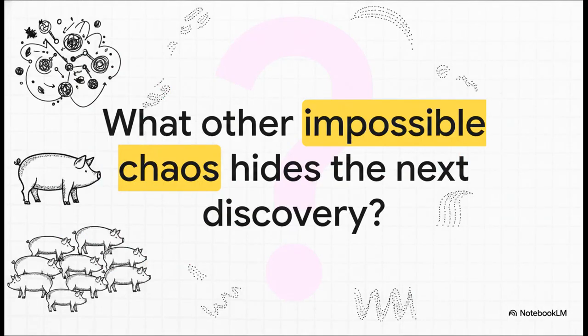By finally accepting that they couldn't track every individual molecule, physicists didn't just solve the mechanics of heat. They quite literally accidentally unlocked the quantum nature of the universe. It really makes you wonder, if mastering the chaotic motion of random molecules unlocked the quantum secrets of light, what other completely impossible chaos is currently hiding the universe's next great discovery?